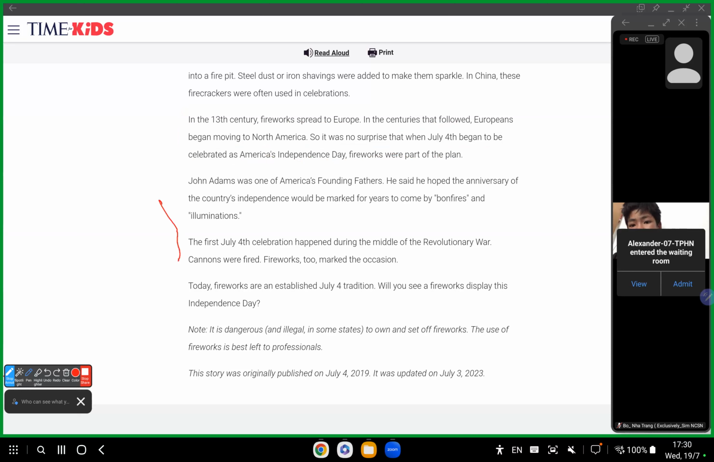Okay, next paragraph. John Adams was one of America's founding fathers. He said he hoped the anniversary of the country's independence would be marked for years to come by bonfires and illuminations. Where's our evidence? Stella. John Adams was one of America's founding fathers. Very good. Another fact.